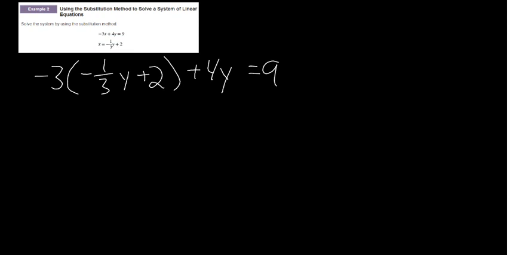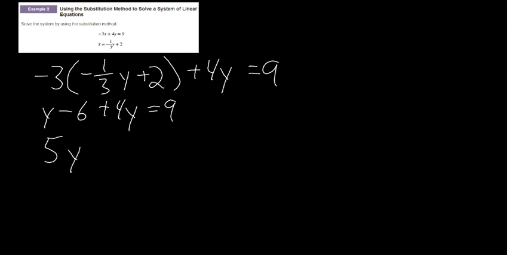Okay, well, we have to do the arithmetic here. So we've got a -3 times a -1/3. That's going to be a positive 1. y minus 6 plus 4y is equal to 9. We're going to solve for y. Looks like we can combine the y's to be 5y.